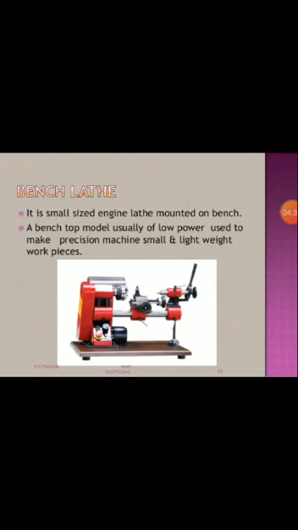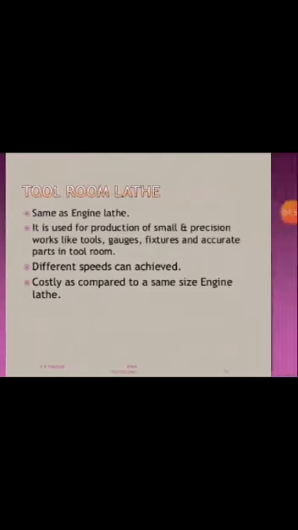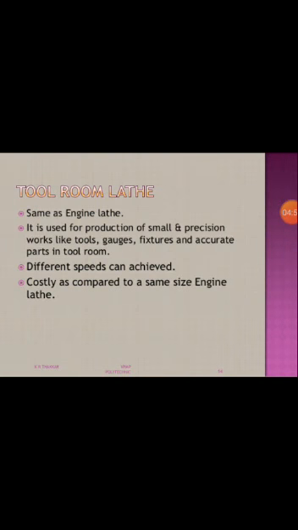Now, bench lathe. It is a small size engine lathe mounted on a bench. The bench model is usually of low power, used to make precision, small and lightweight workpieces. Tool room lathe. It is similar to the engine lathe and is used for production of small and precision work like tools, gauges, fixtures, and accurate parts in the tool room. Different speeds can be achieved, but it is costly as compared to the same size engine lathe.